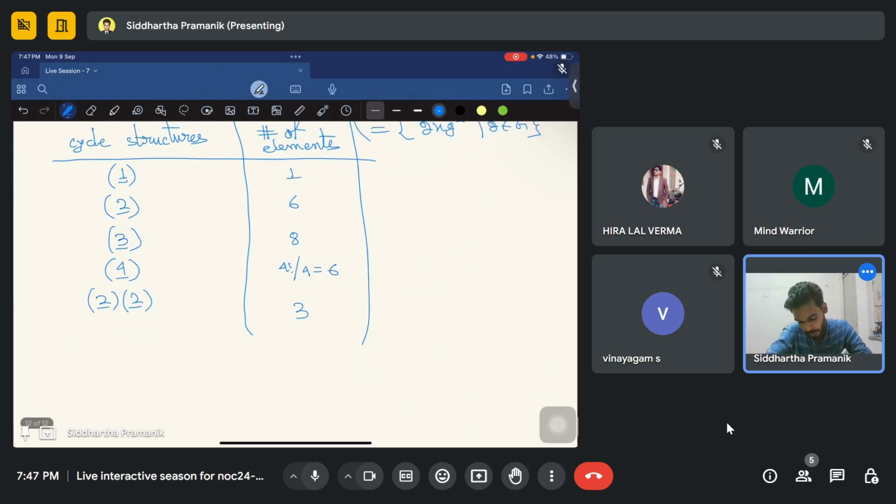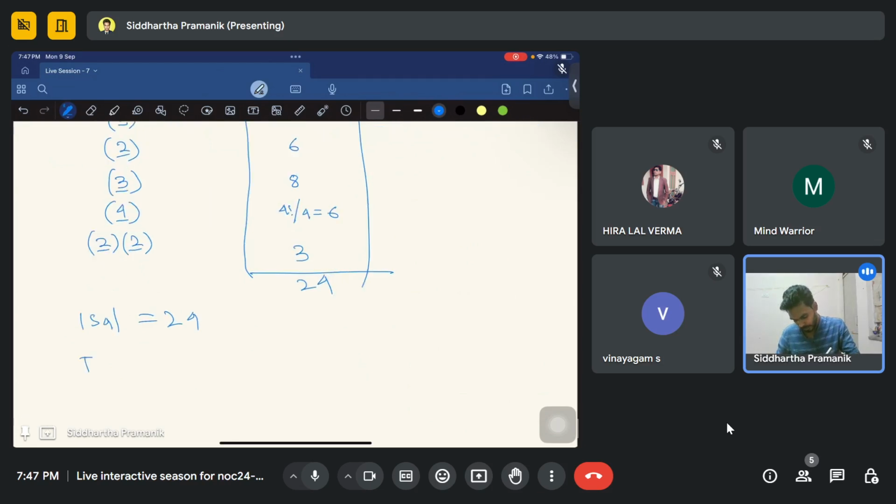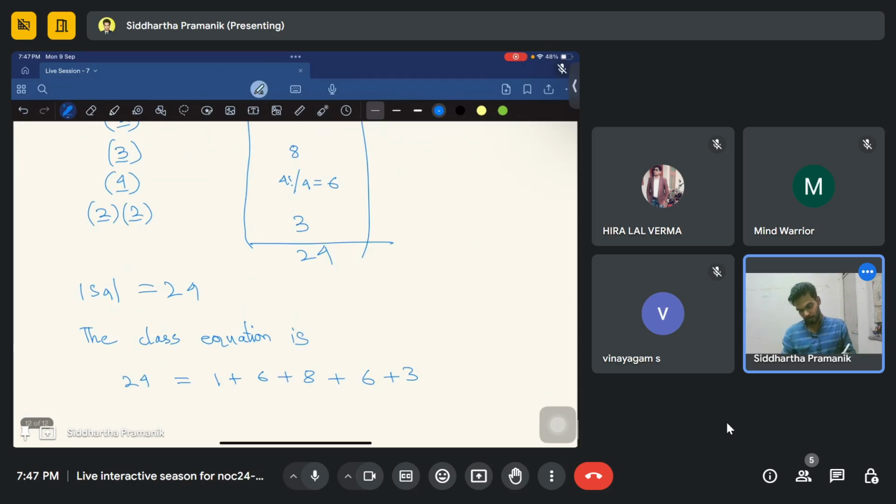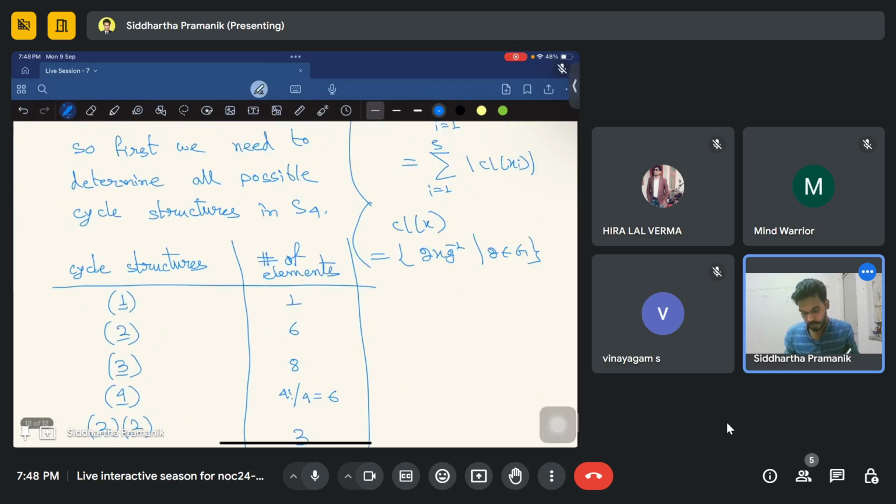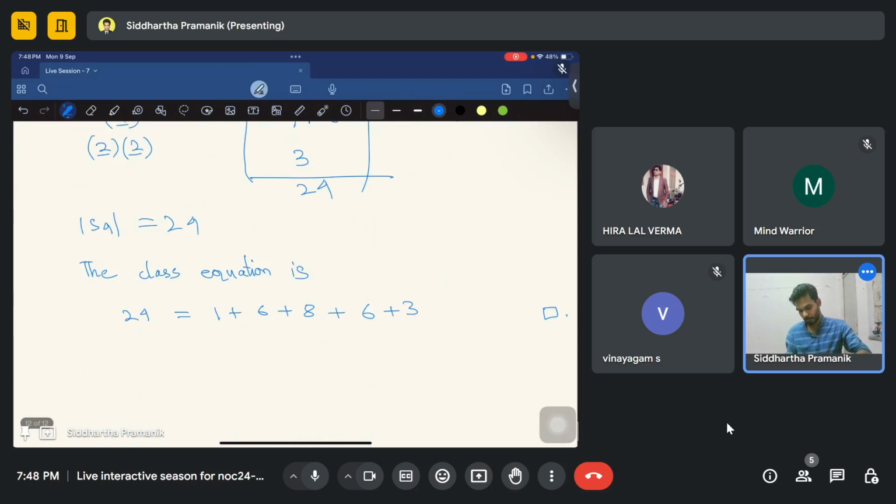So what is the class equation? Just add these numbers. The cardinality of S4 is 24. You can check that this should be 24, and the class equation is 24 equals 1 plus 6 plus 8 plus 6 plus 3. So this gives the class equation of S4. Is it okay? Yes, sir.